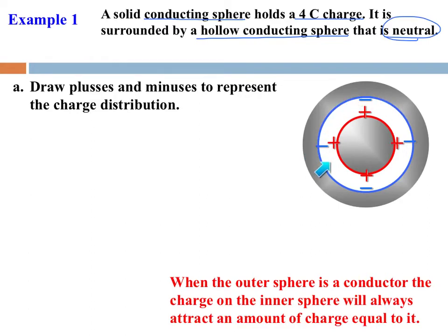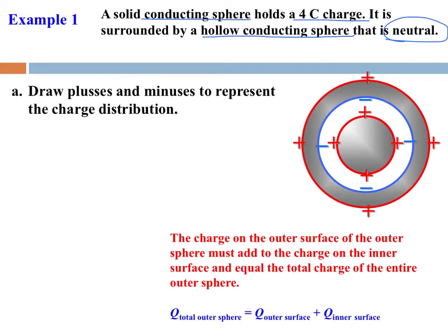Now, the outer sphere is still neutral, but these charges have now rearranged themselves, and they're allowed to because it's a conductor. In order for it to still be neutral, we need to show that we have 4 positive charges on the outer surface of the outer sphere. So, my outer sphere is still neutral, my inner sphere has those 4 coulombs. The charge on the outer surface of the outer sphere must add to the charge on the inner surface and equal the total charge of the entire outer sphere. Now, this is true in all situations, not just neutral spheres.